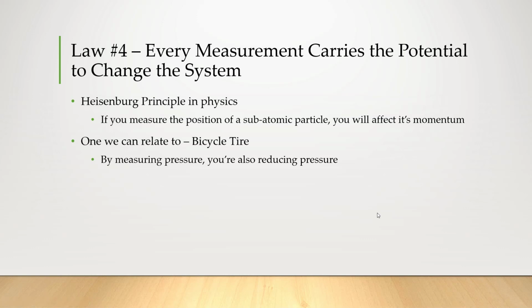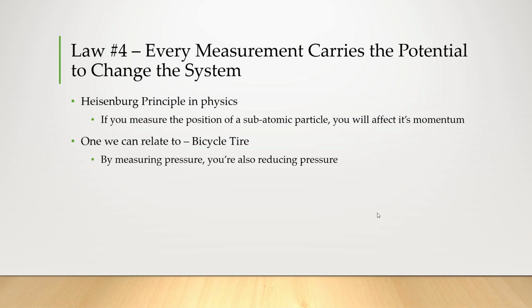So we move on to Law 4 here. Every measurement carries the potential to change the system. And this is the Heisenberg principle in physics, if some of you will remember. You measure the position of a subatomic particle and you affect its momentum. Effectively, what this says is you cannot measure the momentum and location of something at the same time. To measure the location of something, it needs to be stopped. And to measure the momentum of something, it needs to be moving.